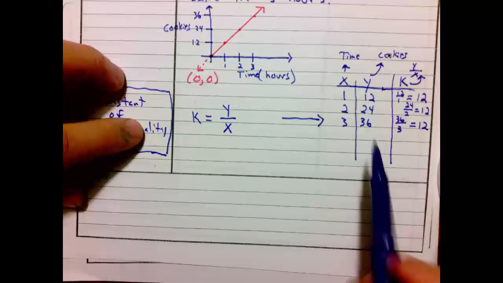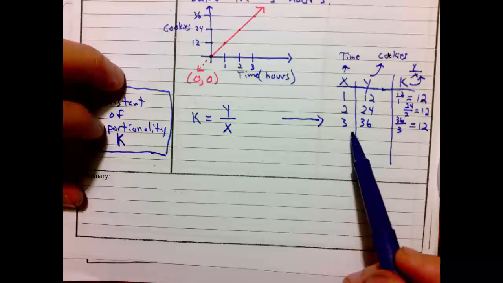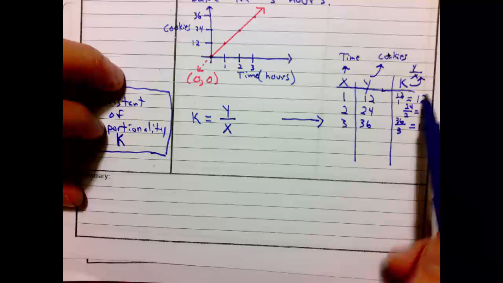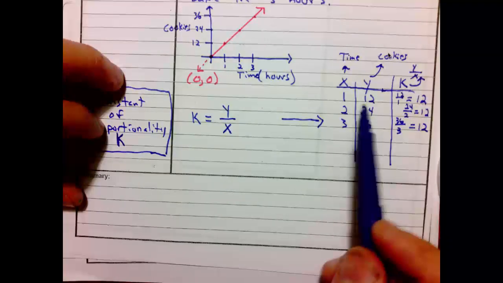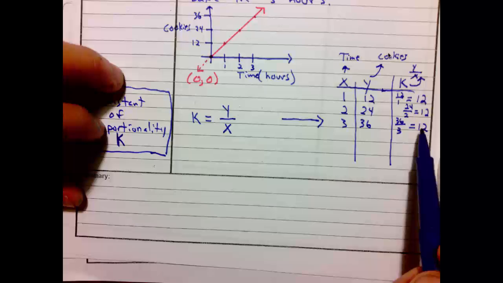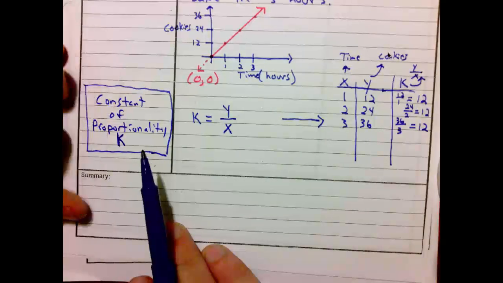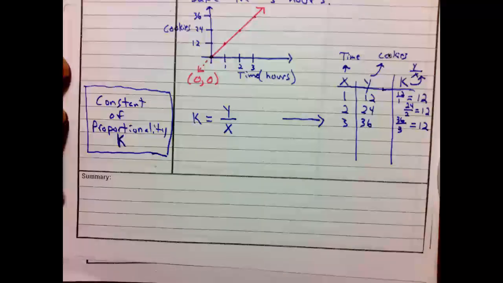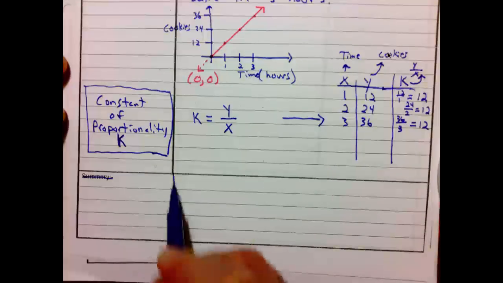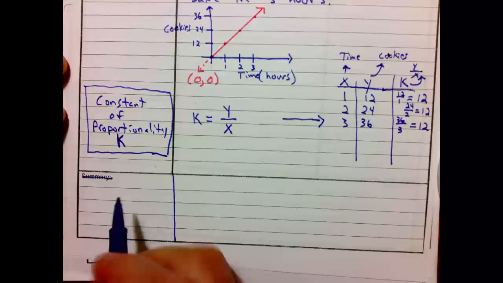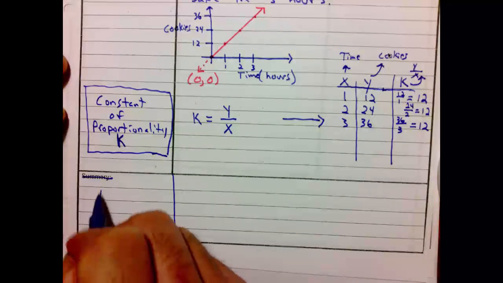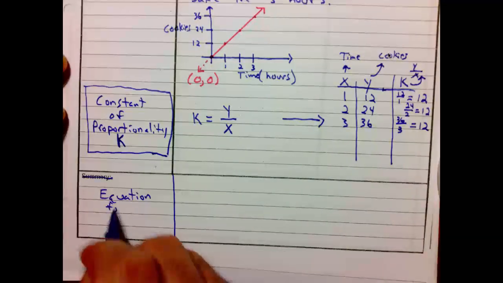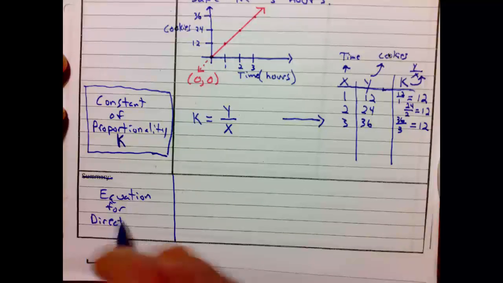So what we see here is when we divide each one of these y over x's, we get 12 each time. When you have that situation where each y divided by each x is equal to 12, then that will be another check for a proportional relationship. So, lastly, we can write an equation that will model this direct variation or proportional relationship. Equation for direct variation.